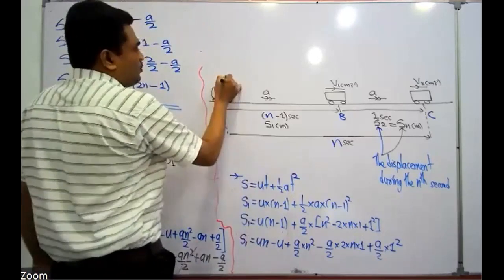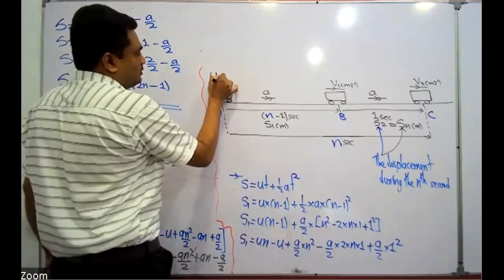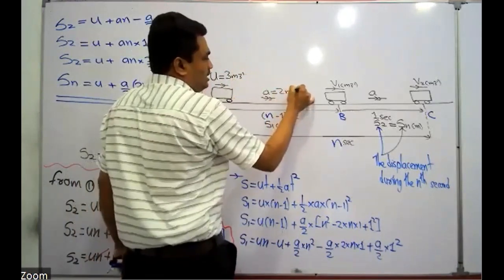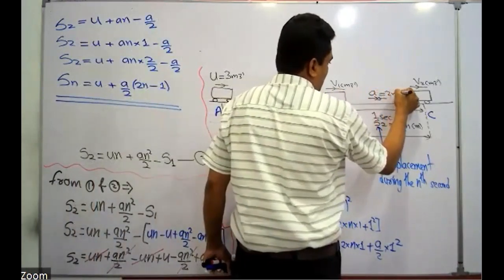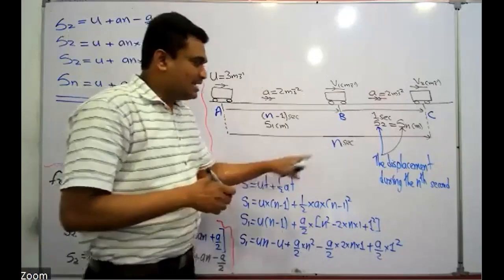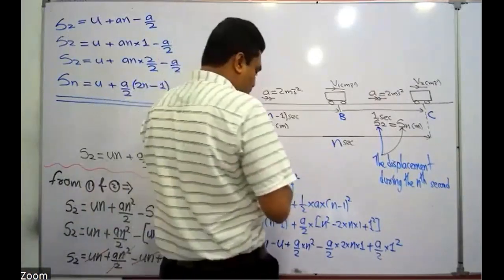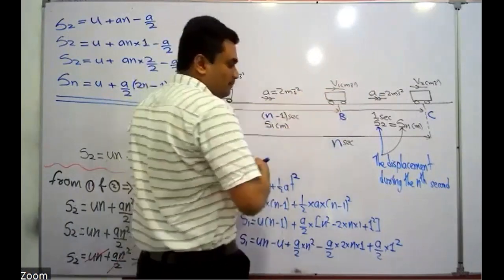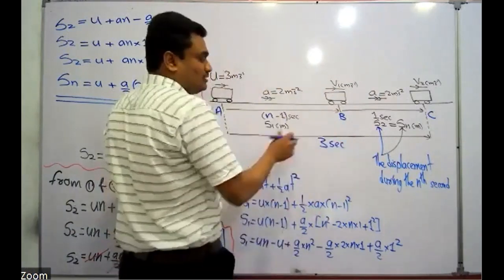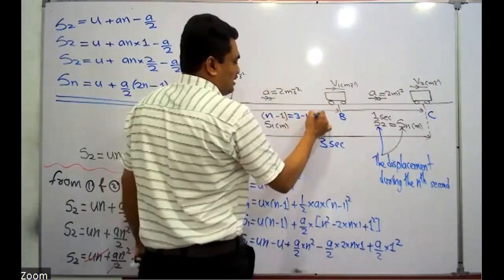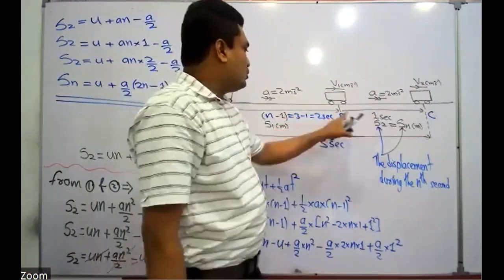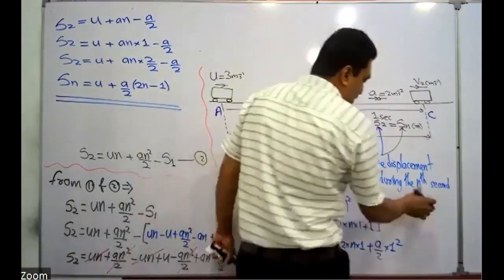Now look, what is the initial velocity? 3 meters per second. What is the acceleration? 2 meters per square second. What is the thing that they have asked? Displacement during the third second. It means n is 3. Stop writing. According to this figure, the total time is 3. n is 3 seconds. So n minus 1, what is this here? 3 minus 1, it means 2 seconds. So S1 is the displacement during 2 seconds. 2 seconds plus 1 is 3. Therefore, this is the third.